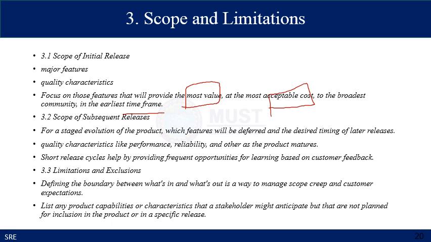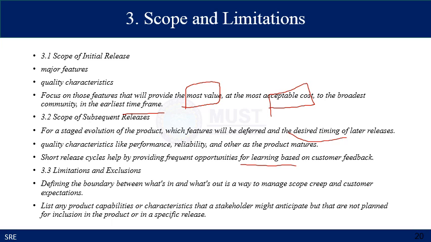Then you have to specify the scope of the next few releases, that is, what features will be incorporated in upcoming versions of your product. For a staged evolution of the product, which features will be deferred and the desired timing of later releases. It also specifies quality characteristics like performance, reliability, and others as the product matures. Short release cycles help by providing frequent opportunities for learning based on customer feedback.